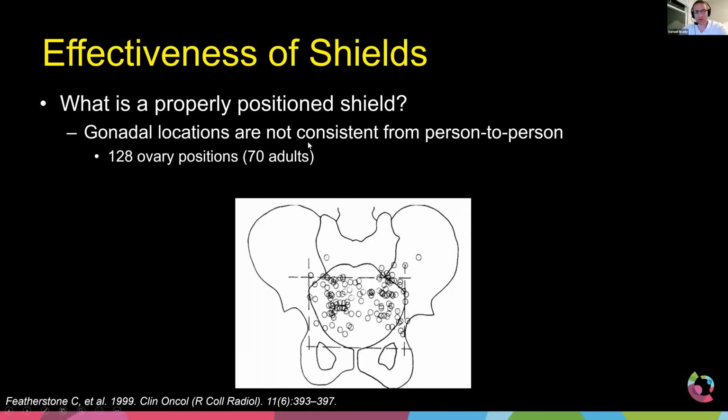Gonadal locations were observed. They used ultrasound to identify exact locations, and they looked at it from person to person, looking at the variation, and every one of these circles represents the location of the ovary. So 70 adults were looked at, 128 ovaries were positioned or identified in space, and you can see there is a considerable variation in the location of the ovaries. And so if we were to assume we could place the shield perfectly over the inlet, you would see that we are still going to miss some gonads. Now, obviously, the majority are here central, that I will not deny, but there are still quite a few that fall outside of that area. And that is assuming you can place the shield perfectly over the inlet.